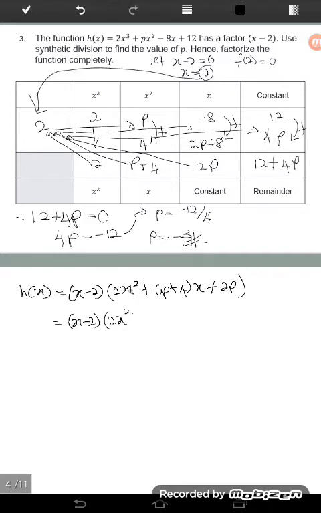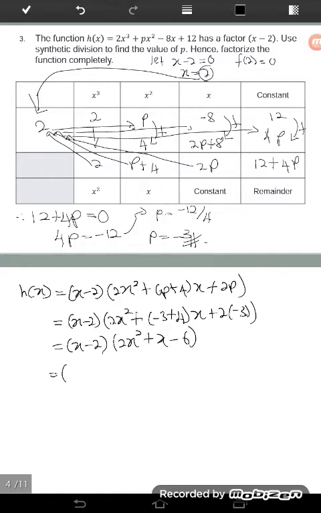Okay, so 2x square plus p, which is negative 3, plus 4 x, plus 2 times negative 3. So we have here x minus 2, 2x square, negative 3 plus 4 which is 1, x, and 2 times negative 3, negative 6. Okay, so next factorize. So x minus 2 and then x.